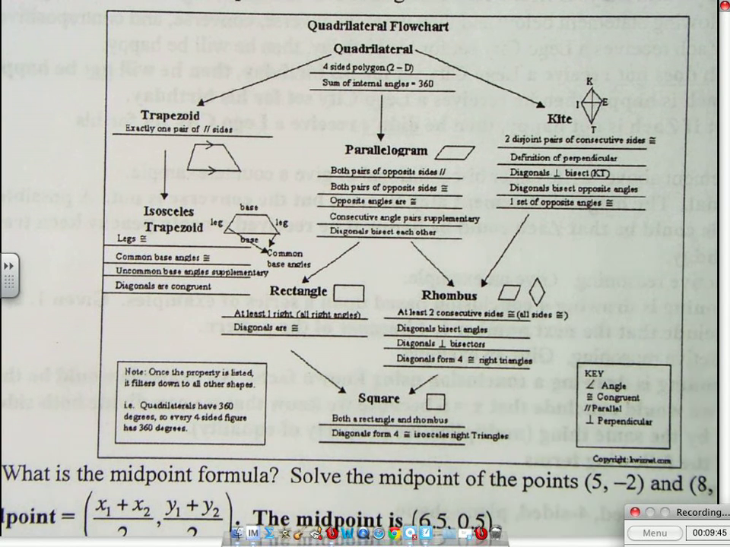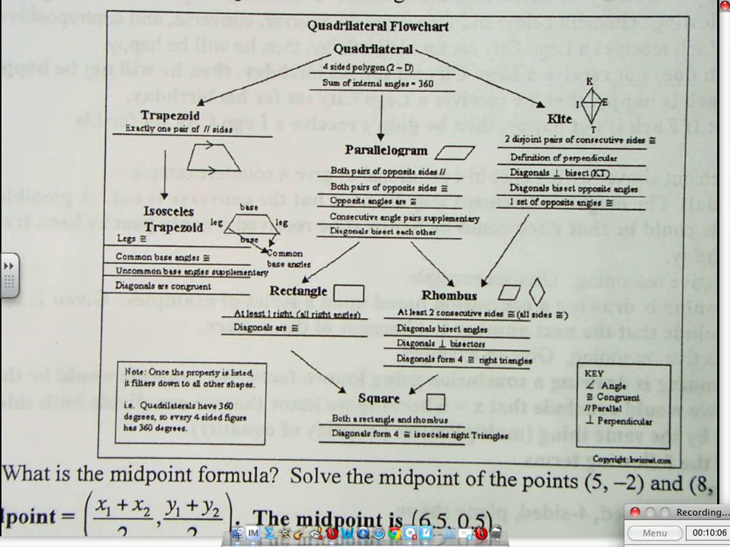Parallelogram, both pairs of opposite sides are parallel. Both pairs of opposite sides are congruent. Opposite angles are congruent, consecutive angles are supplementary, and diagonals bisect each other.